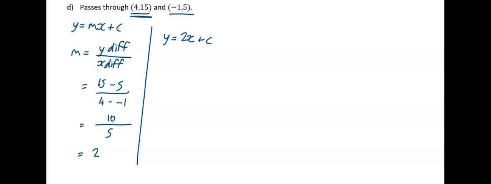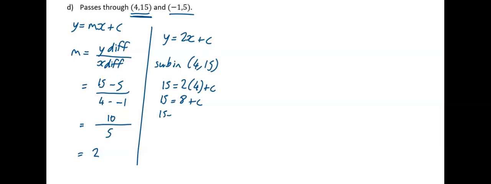Now what we can do is sub in either of these two points. So I'm going to sub in (4, 15), just because it doesn't have any minuses. It might be a wee bit easier for me. So my y value is 15, my x value is 4. So it's 15 equals 2 times 4 plus c. 2 times 4 is 8, and then plus c. And then 15 minus 8 is equal to c. So your c works out to be 7. So rewrite your equation. y is equal to 2x plus 7 is your final answer.